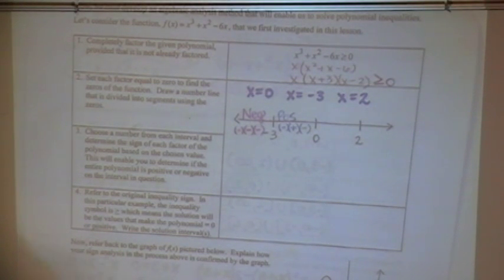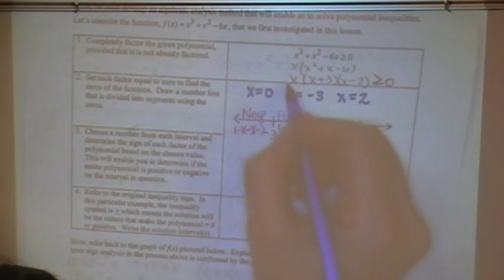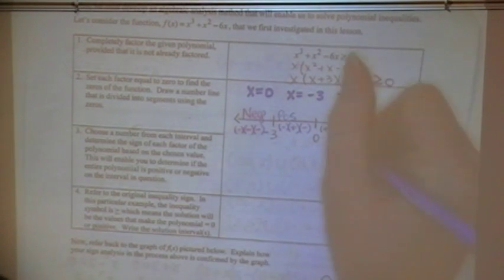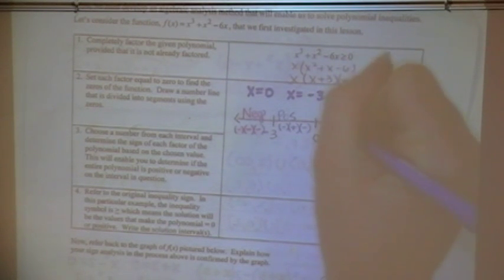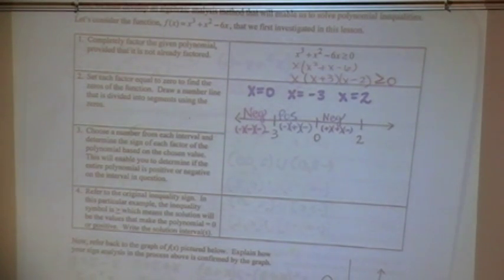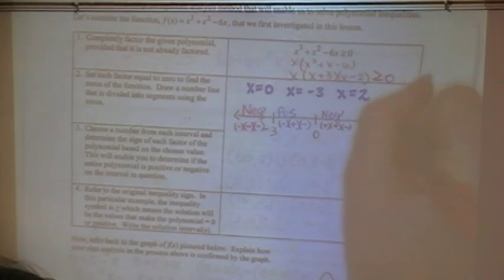Okay, let's do it again. This time between 0 and 2, I'm going to use 1. I'll plug a 1 right here, that piece comes out positive. Plug a 1 right here, that piece comes out positive. If I plug a 1 right here, that comes out to be negative, which means this whole region is negative. Last, I'll use 3. Plugged in the first spot, that's positive. Plug in the middle, that's positive. Plug in the last, that's positive. So this whole section is positive.